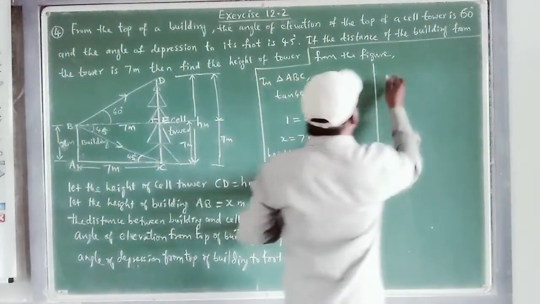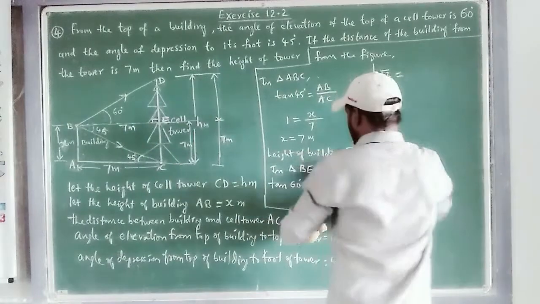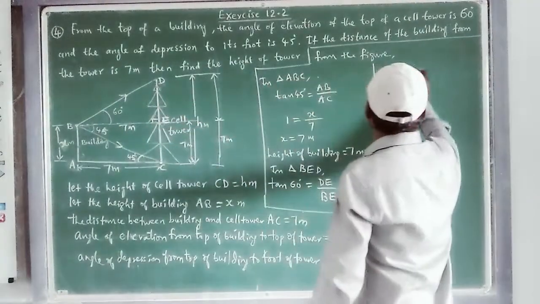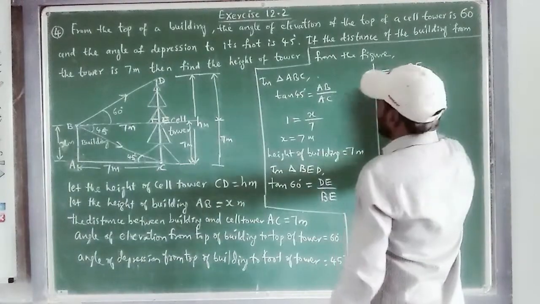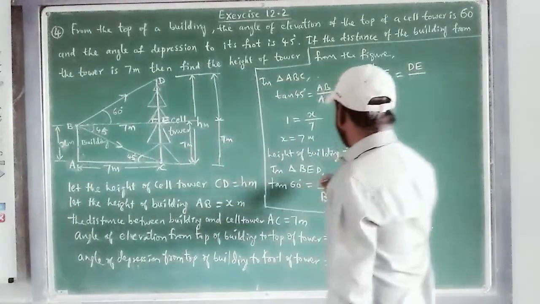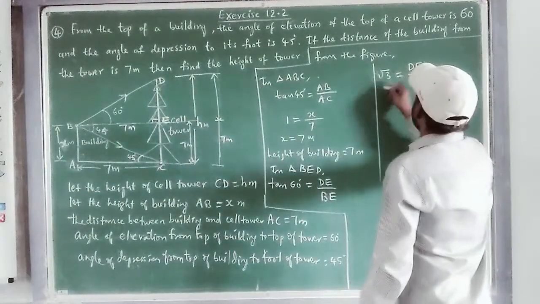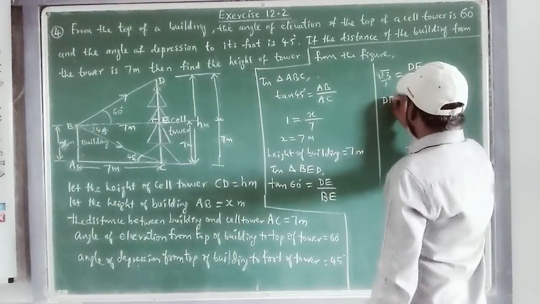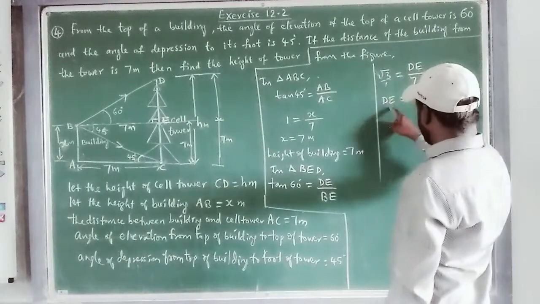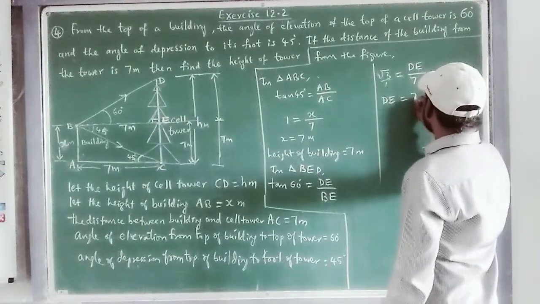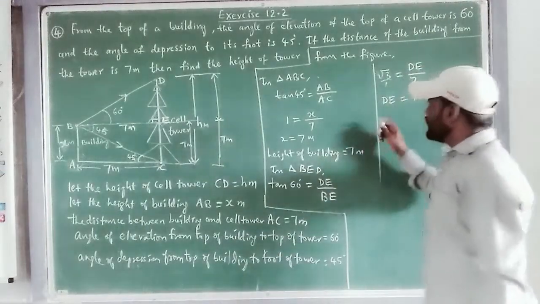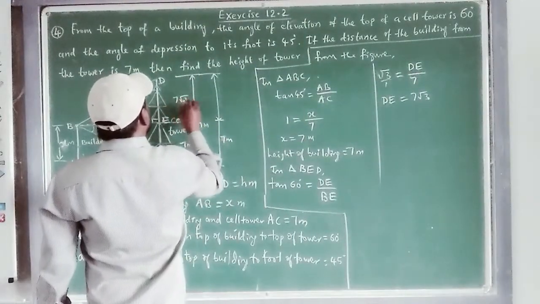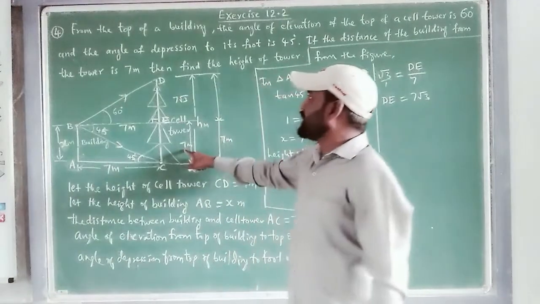Tan 60 value is root 3, which is equal to DE, which we do not know, we are finding that DE, by BE, which is 7 meters. Substituting this and doing the cross multiplication, DE is equal to 7 into root 3, which is 7 root 3. Now we got the remaining part, that is 7 root 3, and this is 7.